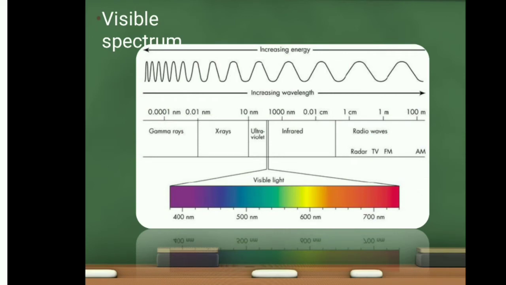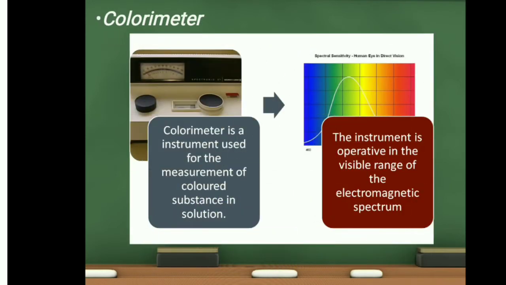As previously we have discussed about the electromagnetic spectrum, as you can see, different electromagnetic radiations are mentioned here, from gamma rays, X-rays, ultraviolet rays, infrared to radio waves. Colorimeter is the instrument used for the measurement of colored substances in solution. The instrument is operative in the visible range of the electromagnetic spectrum.